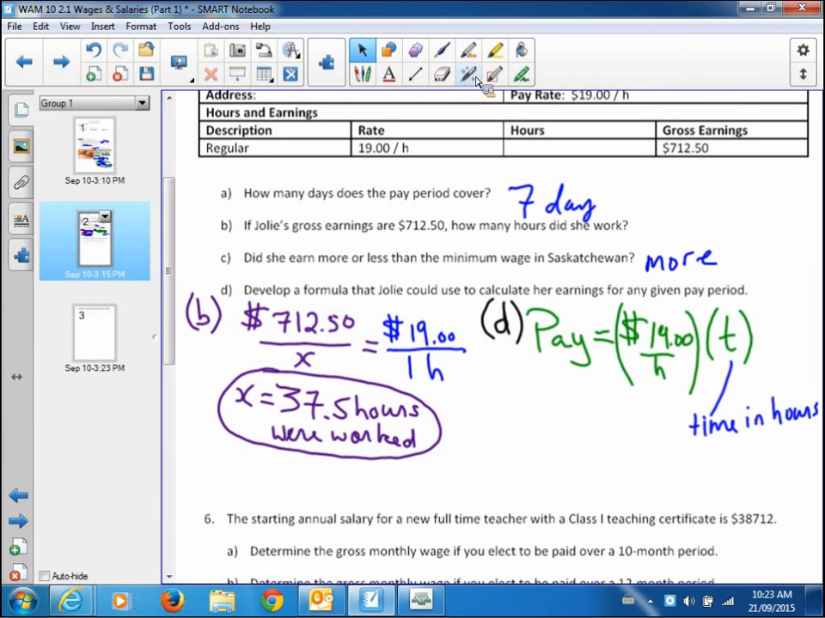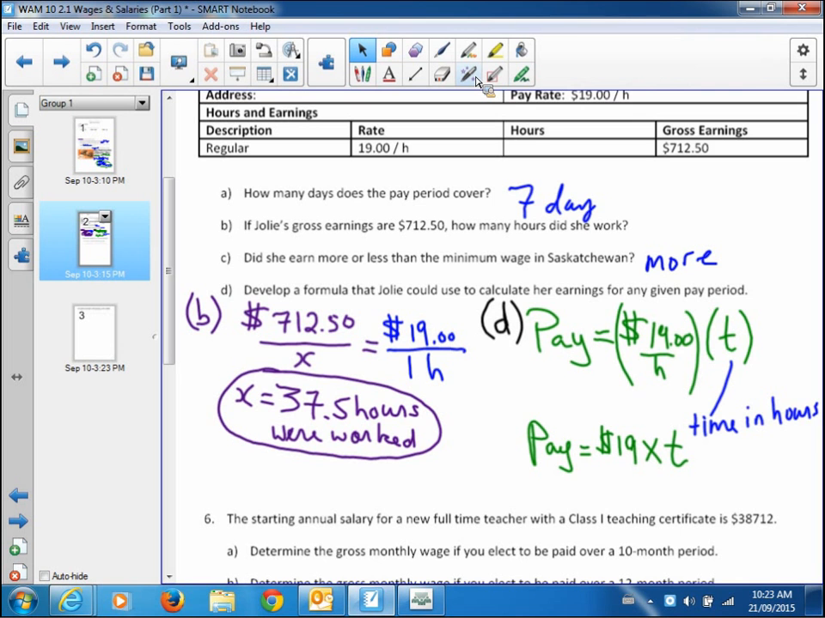If you want it to be a little smaller, you could just say like this. Pay is equal to 19 times the time. If you don't like all the per hour stuff on there, make it look neater.